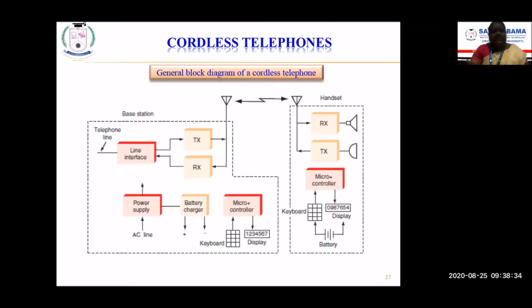So coming to the handset, which is the portable unit, we'll have again a transceiver, consisting of the transmitter and the receiver. Both are connected to the antenna. Okay, and this receiver is connected to the speaker, wherein we'll be hearing the audio signal that is being received, as well as to the transmitter, we'll be connecting the microphone over which we'll be speaking. Okay, and again this portable unit or the handset will have a microcontroller and the keyboard, using which we'll be dialing the numbers, an LCD display screen and the battery. So this is about the general block diagram of a cordless telephone.